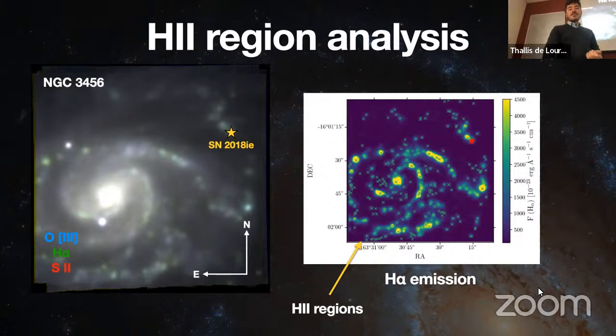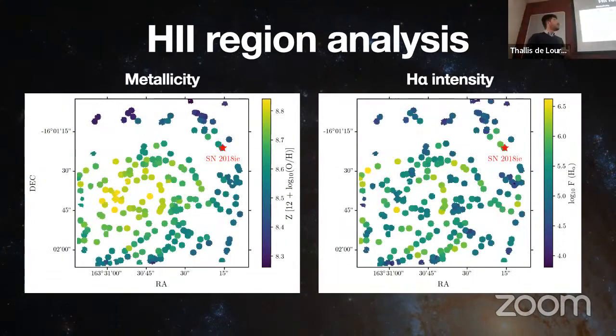In this right plot, I'm showing the same galaxy, but now just the H-alpha emission, and all these green crosses are the H II regions identified inside that galaxy. Once we identify the H II regions, we can extract the spectrum of each region and analyze their physical parameters, such as the metallicity here on the left, and the H-alpha intensity in each region. And H-alpha intensity can be translated into star formation, for example.